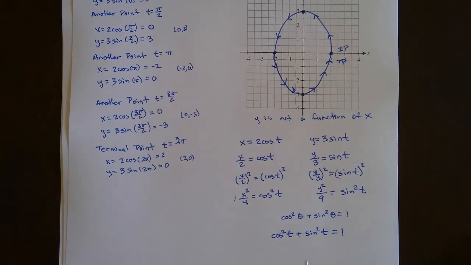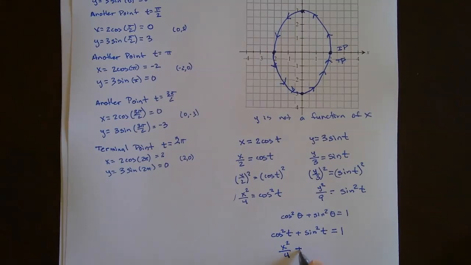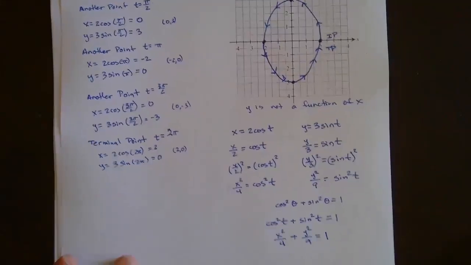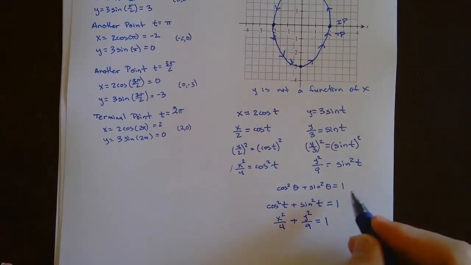Well, here we go. What is cosine squared t? Well, it's x squared over 4. So we replace this with x squared over 4 plus, what is sine squared t? It's y squared over 9. So y squared over 9 is equal to 1. And there's your equation that relates x's and y's. So we got to use the Pythagorean identity for this.